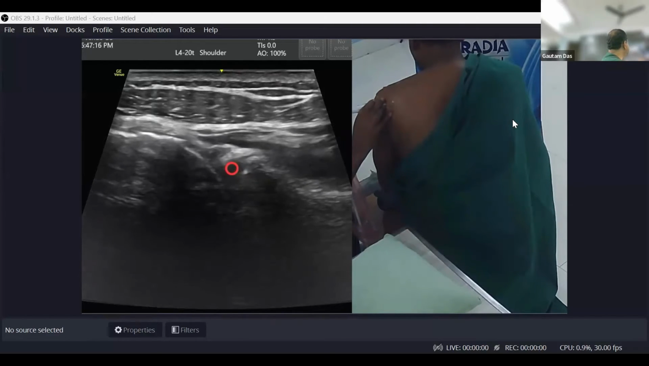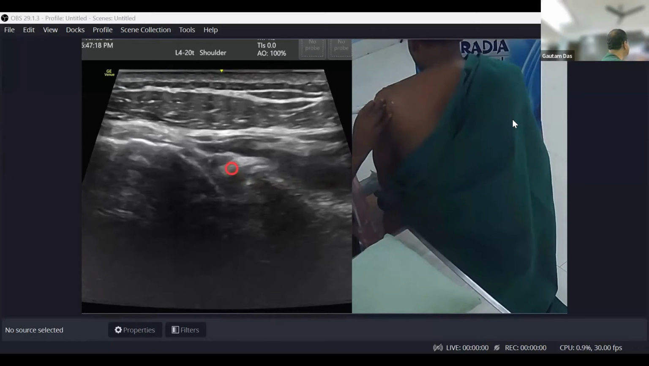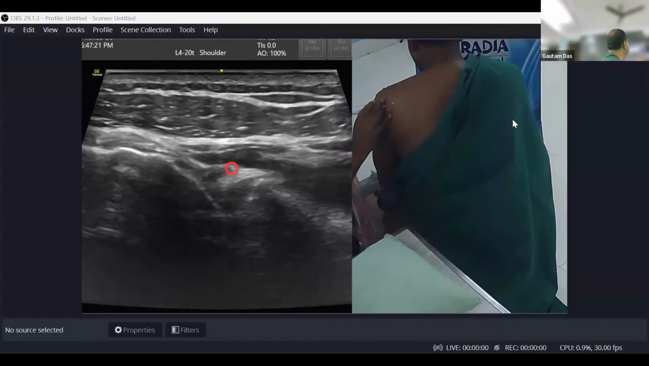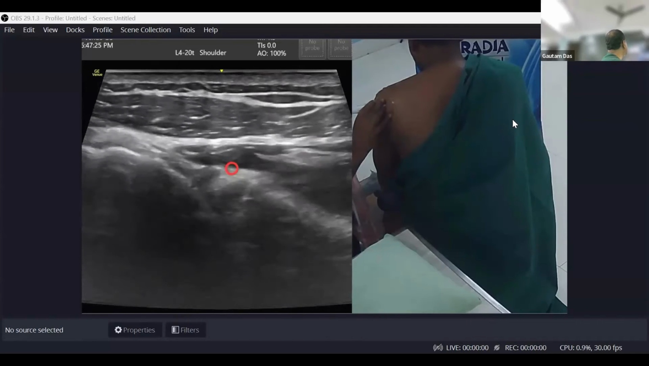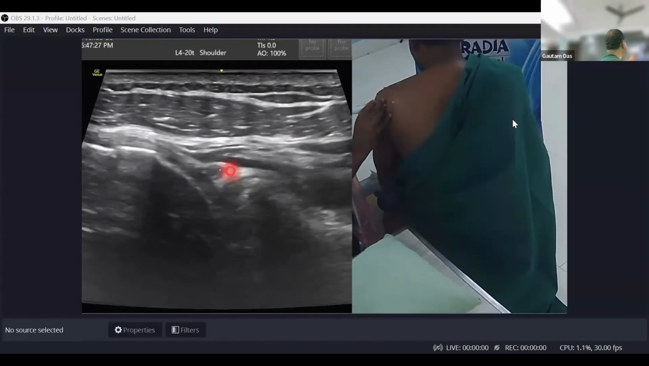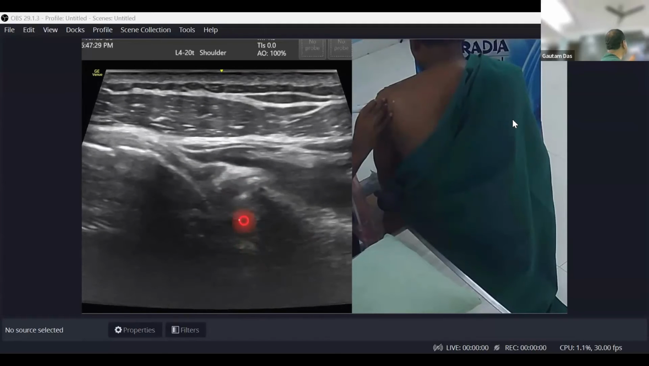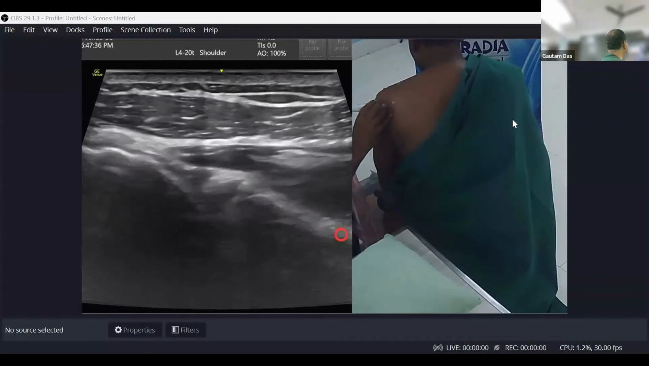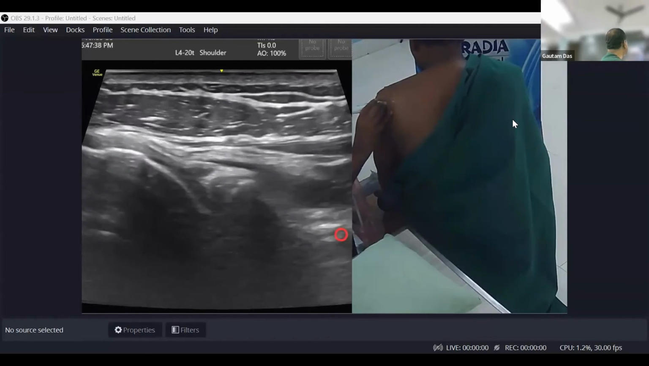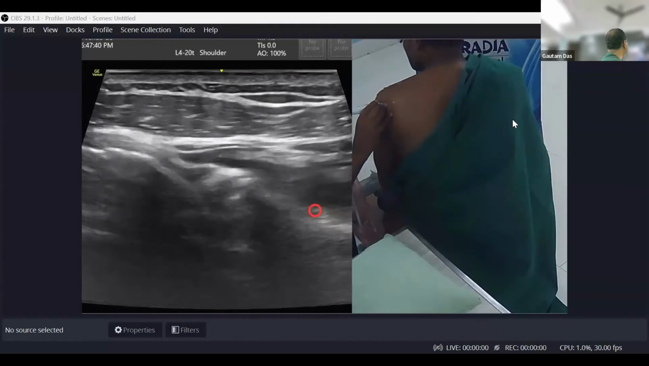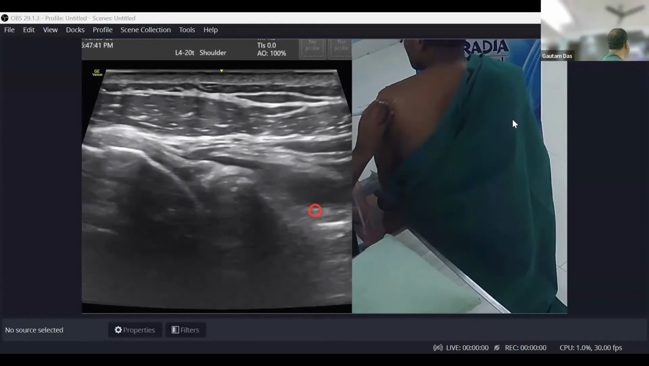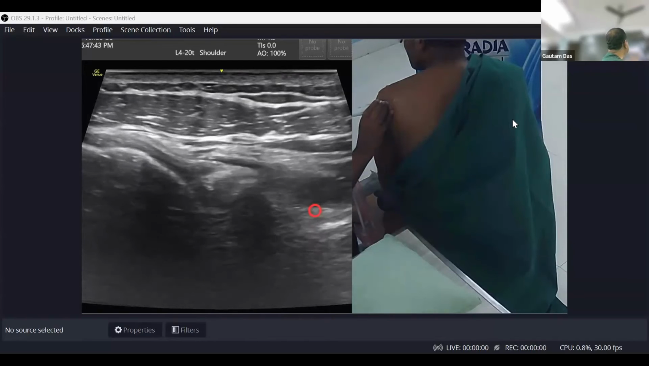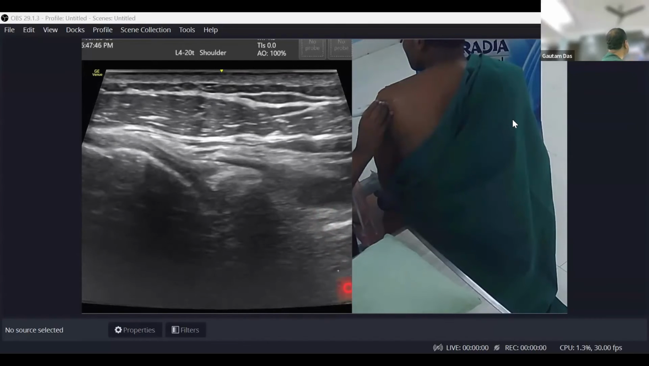Let me reduce the depth a little bit, and let me increase the gain also a little bit so that you can appreciate this. This is the labrum. This is the head of the humerus. This is the glenoid. And here this is the spinoglenoid notch. And here you can see the pulsation of the artery. Just look at it there.